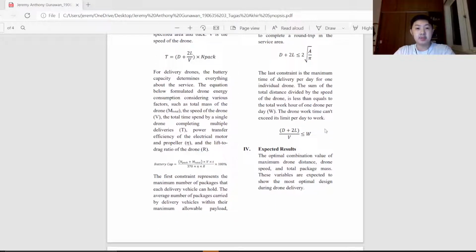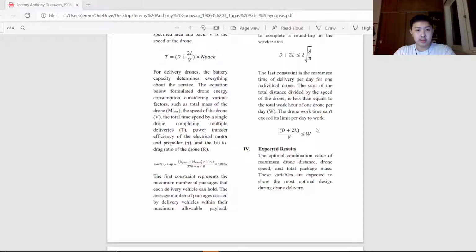And the last constraint is the maximum time of delivery per day for one individual drone. The sum of the total distance divided by the speed of the drone is less than or equal to the total work hours of one drone per day, which is 6 hours, and the drone work time can't exceed its limit per day according to the drone longevity number.